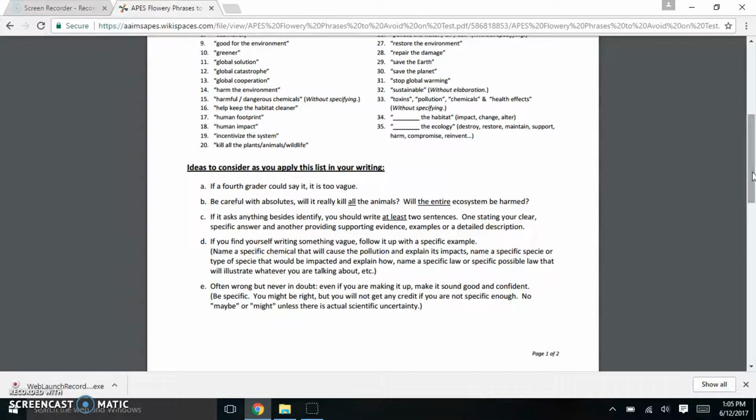I know you're taught in English to flower things up, but in our AP writing, we want to be specific. And E, often wrong but never in doubt. Even if you're making it up, make it sound good and confident. Be specific. You might be right, but you will not get any credit if you're not specific enough. So try to get to the point of what you know and bring that to your writing. These are some helpful hints here.